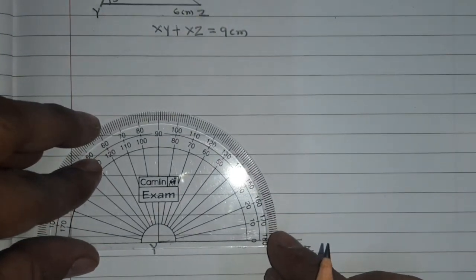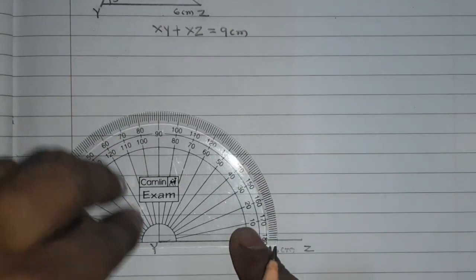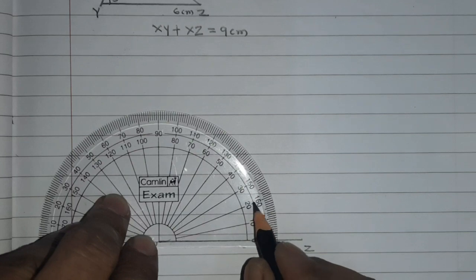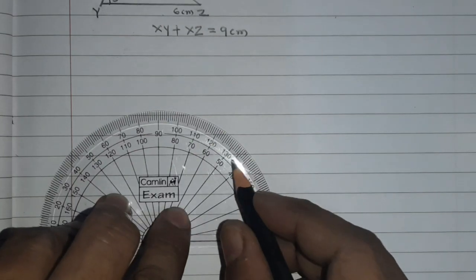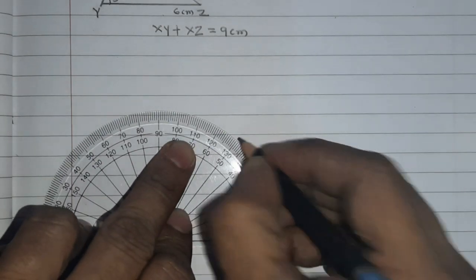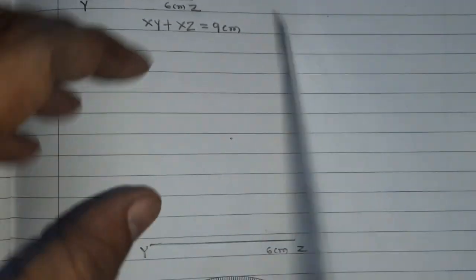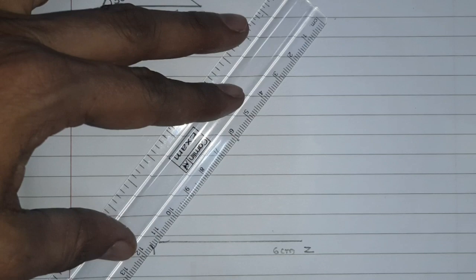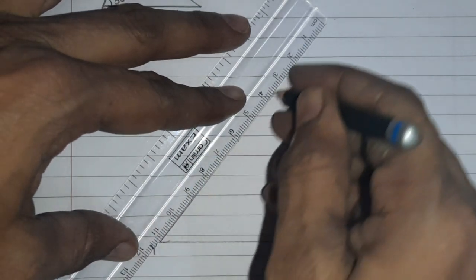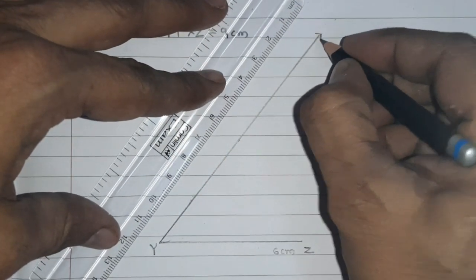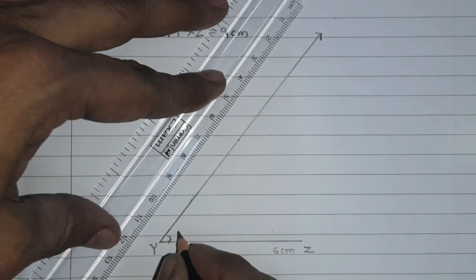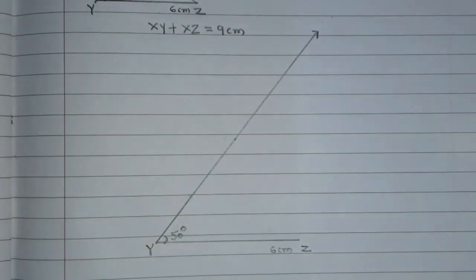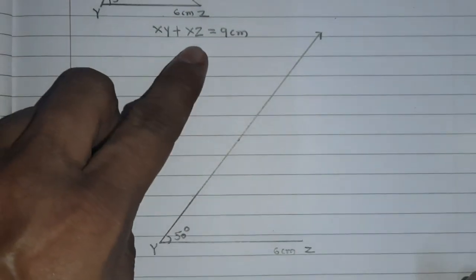Therefore, at the point Y, we put this midpoint and this is 0, 10, 20, 30, 40 and this is 50. Therefore, we have to draw the ray, which makes the angle 50 degree at the point Y, write it down 50 degree. Now, the sum of the remaining two sides is given.